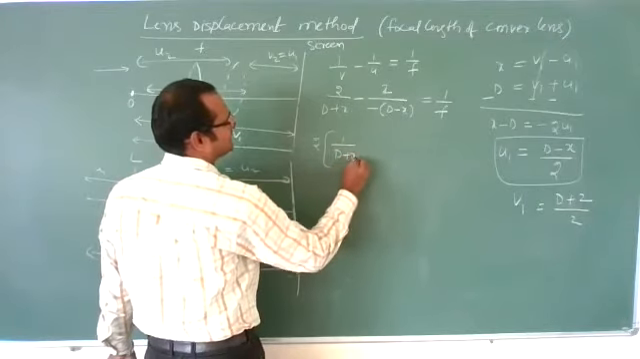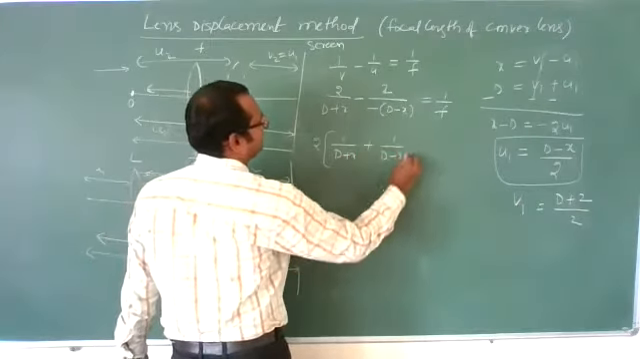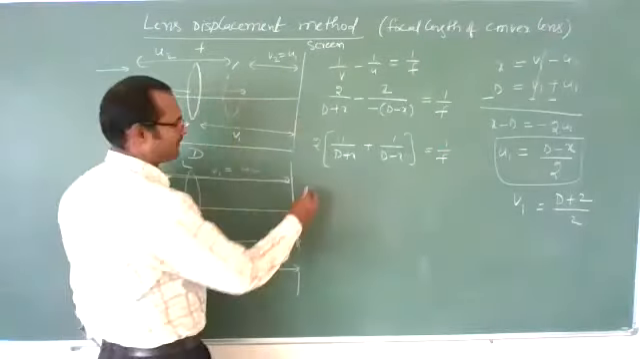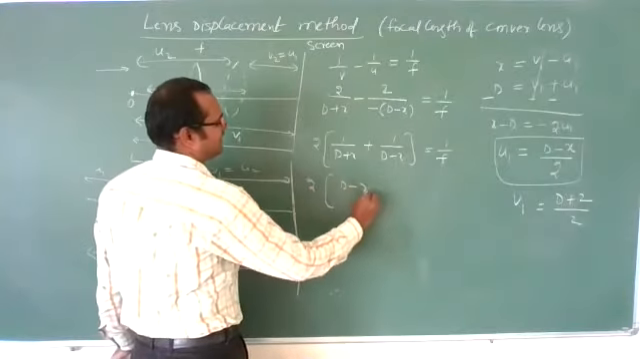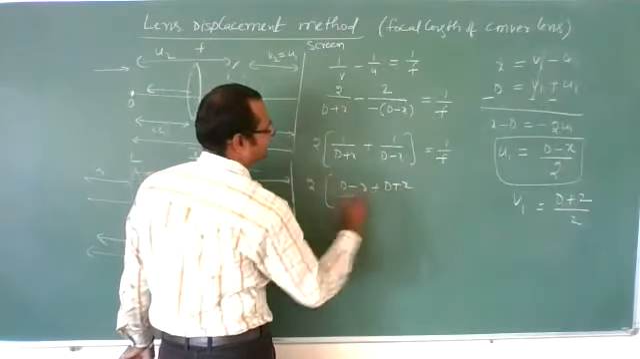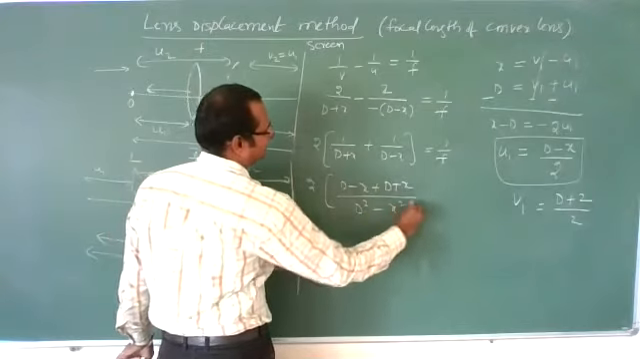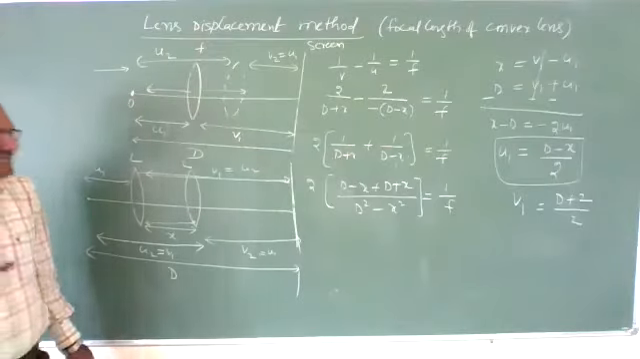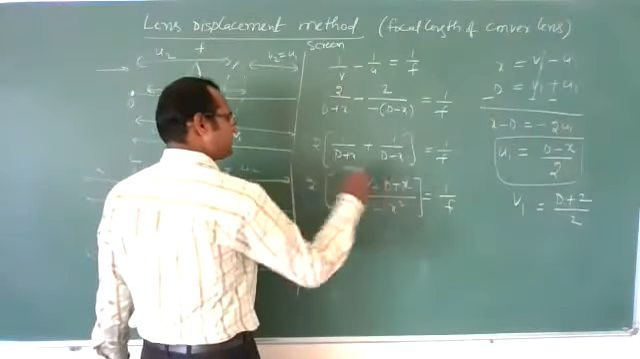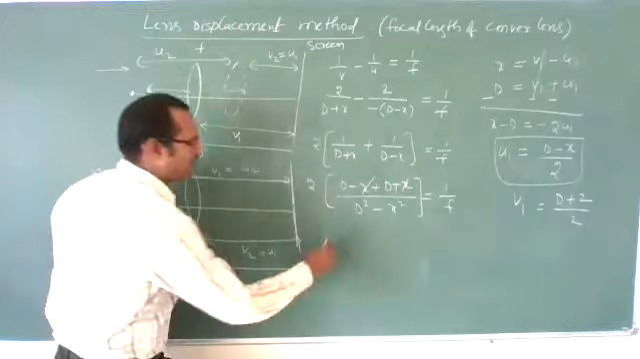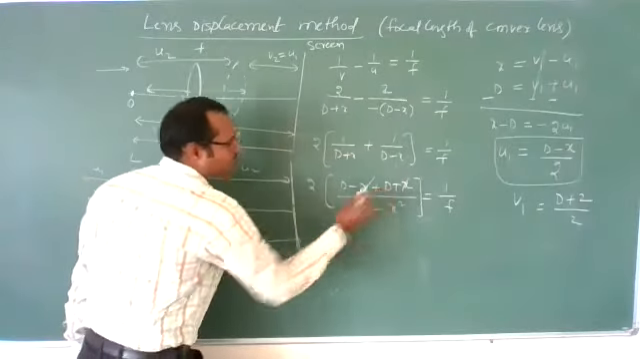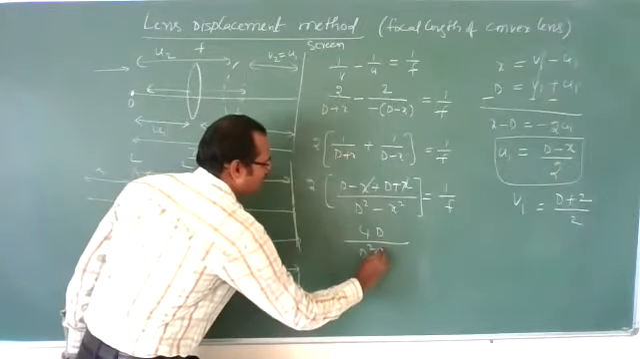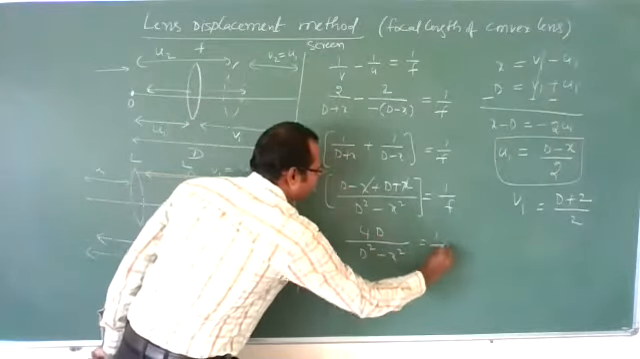1 by D plus X plus 1 by D minus X is equal to 2 times of D minus X plus D plus X upon D square minus X square, which is equal to 1 by F. Minus X plus X cancel. You get 2 times of 2D, means 4D. 4D upon D square minus X square is equal to 1 by F.